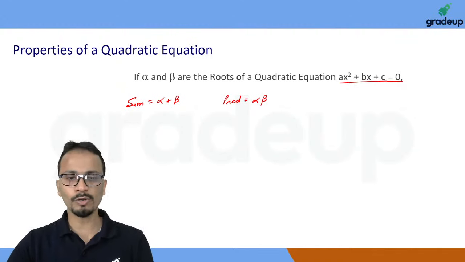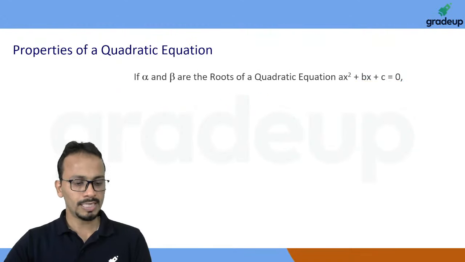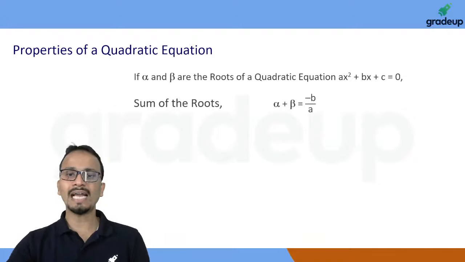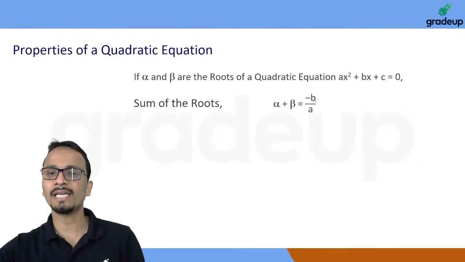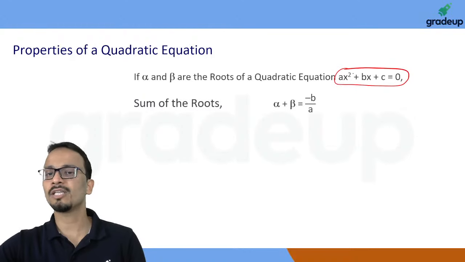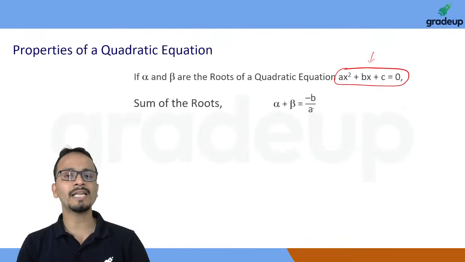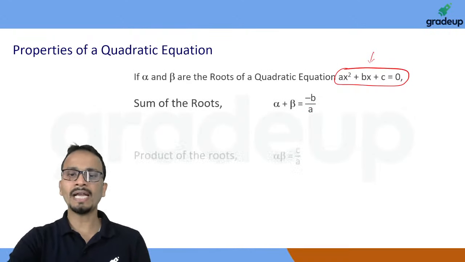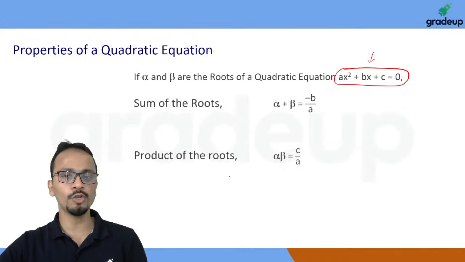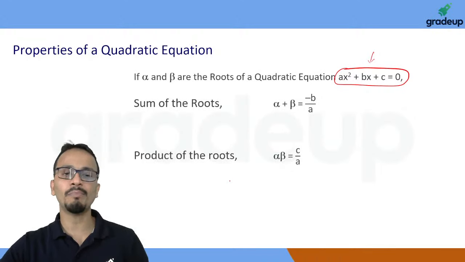So let's have a look at the formula. Now alpha plus beta, that is the sum of the roots, can be directly written as minus b upon a. a, b and c are the constants in the quadratic equation. So alpha plus beta can be directly written as minus b upon a, and alpha into beta, that is the product of the roots, can be written as c upon a.